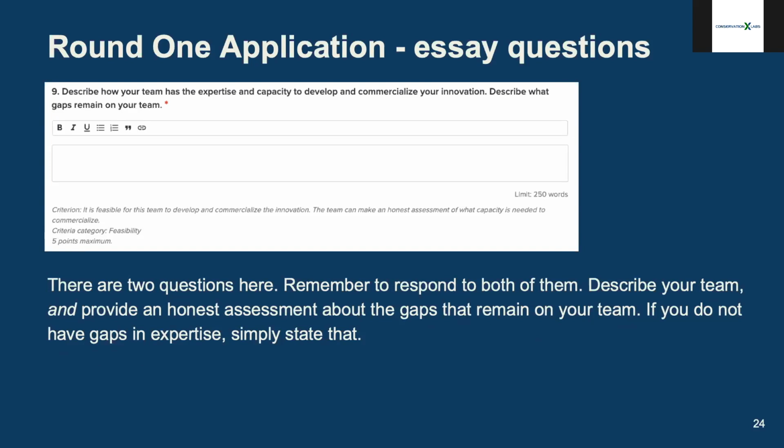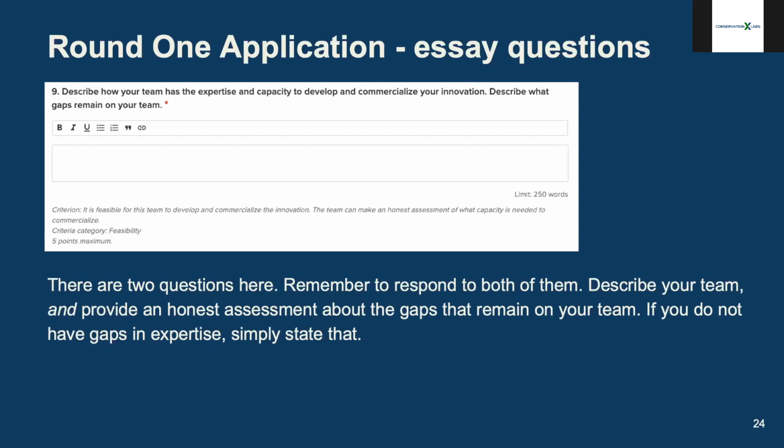A couple of things. You don't have to state the names of people on your team if you don't want to. You can just describe, for example, their expertise, the number of people you have, or the expertise and what aspects of the innovation or the company that they are responsible for. It's really just to give the reviewers a sense of the size of your team and the expertise. And then the second question here is really important, to describe the gaps that remain on your team.